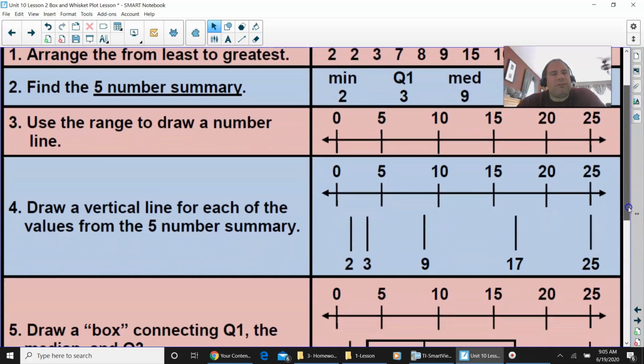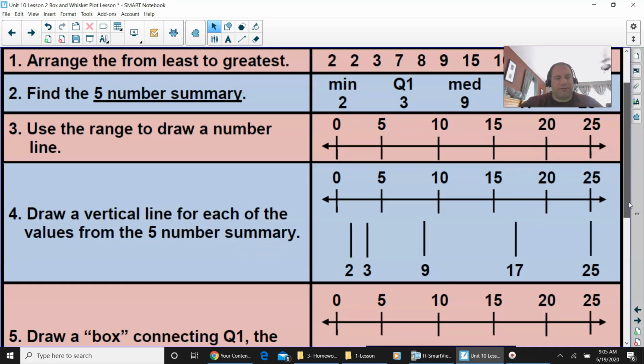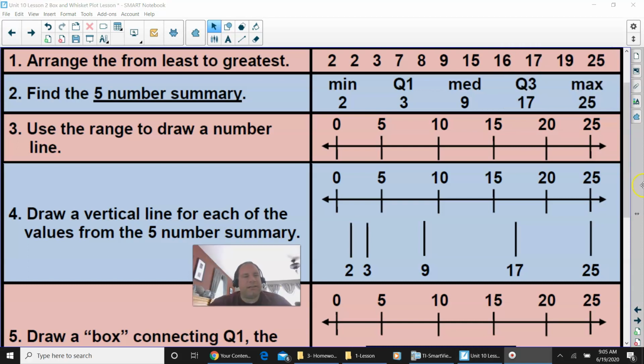So then you draw a vertical line for each number in the 5-number summary. Like I said before, my 5-number summary starts with 2, so I draw a line straight down here. Then my Q1 is 3, so I draw a line straight down here. Then my median is 9, and I draw a line straight down here, making sure to put the numbers underneath. And then I have Q3, which I'm going to draw a line right there and put a number underneath. And then 25 is the max. I'm going to draw my final line.